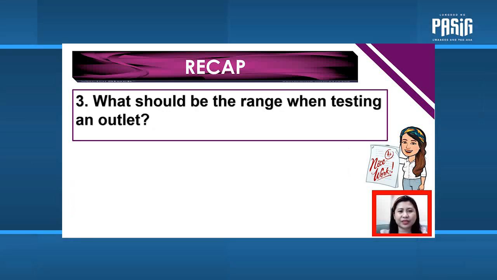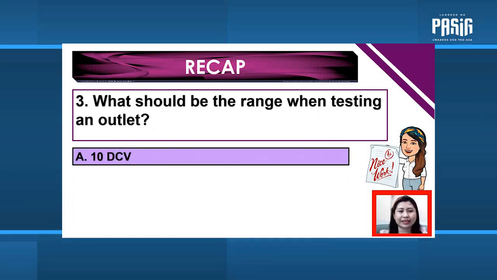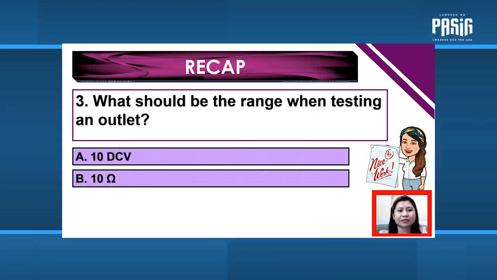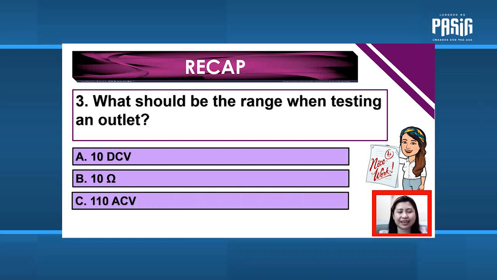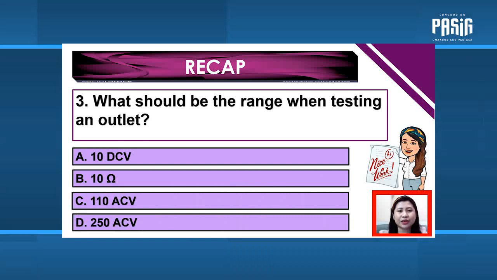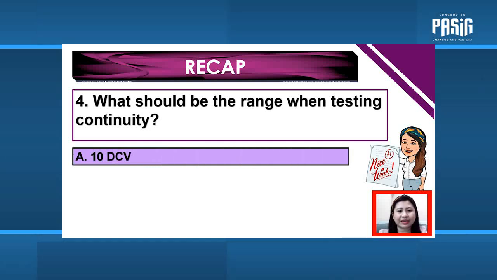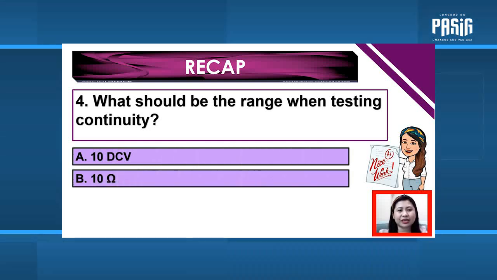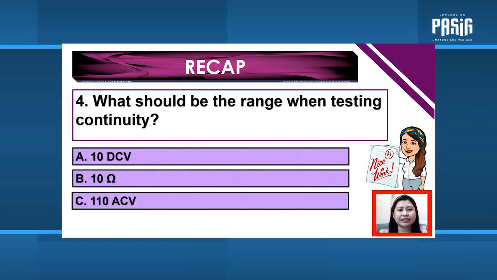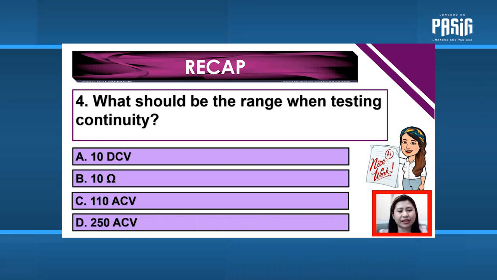Number 3. What should be the range when testing an outlet? A. 10 direct current voltage. B. 10 ohms. C. 110 alternating current voltage. Or D. 250 alternating current voltage. 4. What should be the range when testing continuity? A. 10 direct current voltage. B. 10 ohms. C. 110 alternating current voltage. Or D. 250 alternating current voltage.